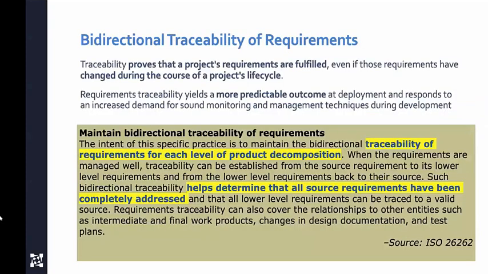Just a little note around bidirectional traceability, reinforcing why it's valuable and why it's important. The key fundamentals here are to prove that a project's requirements are fulfilled, and not just fulfilled at one point in time, but understanding that those requirements may change through the evolution of the product's lifecycle, the product development lifecycle.